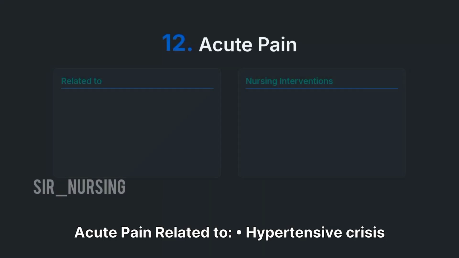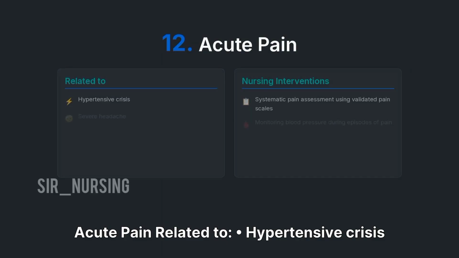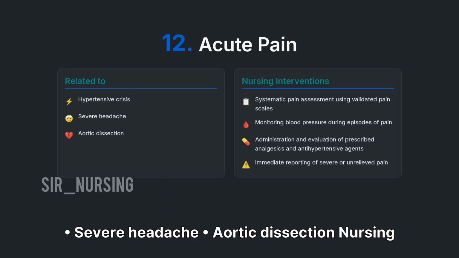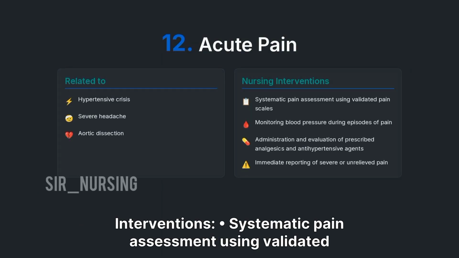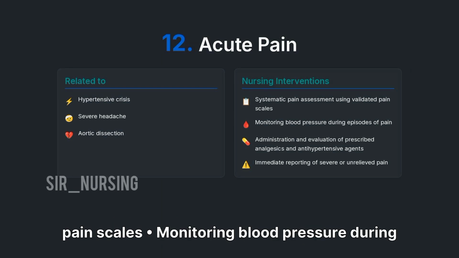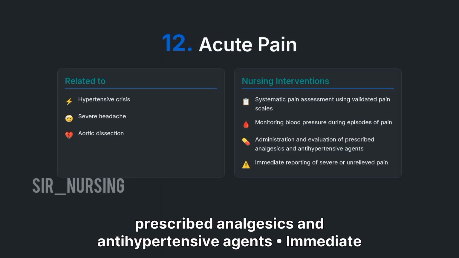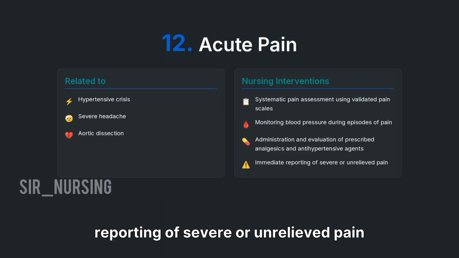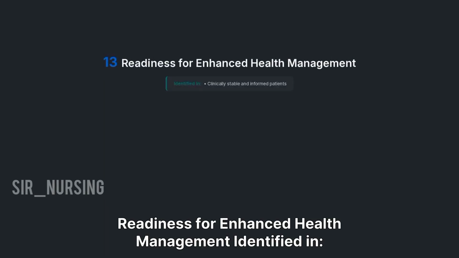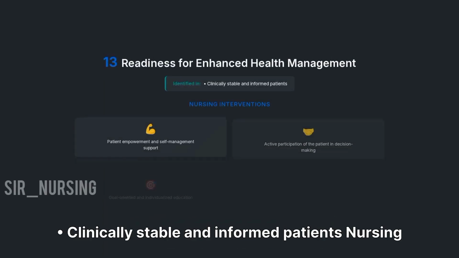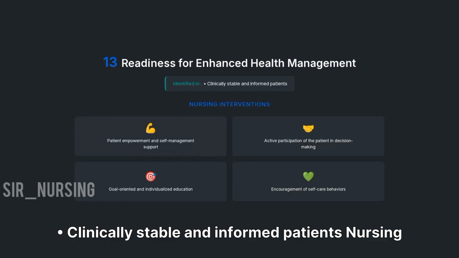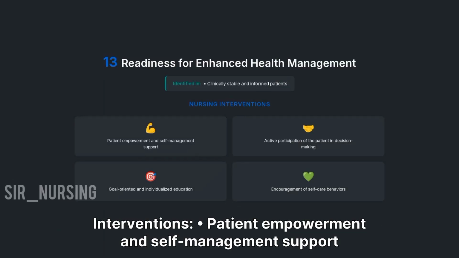12. Acute pain related to hypertensive crisis, severe headache, aortic dissection. Nursing interventions: systematic pain assessment using validated pain scales, monitoring blood pressure during episodes of pain, administration and evaluation of prescribed analgesics and antihypertensive agents, immediate reporting of severe or unrelieved pain.